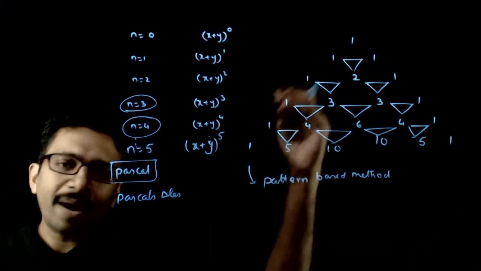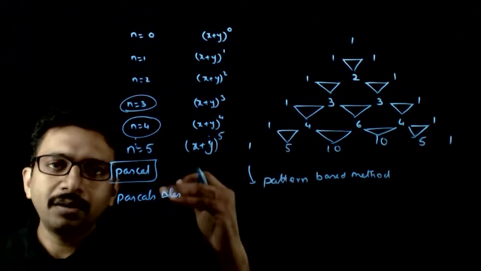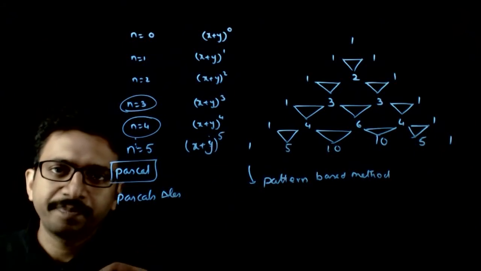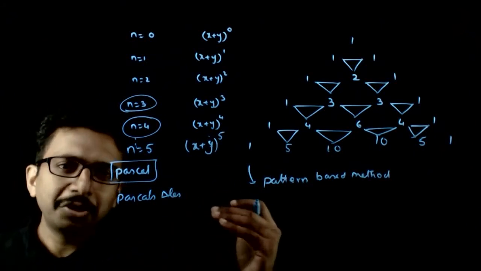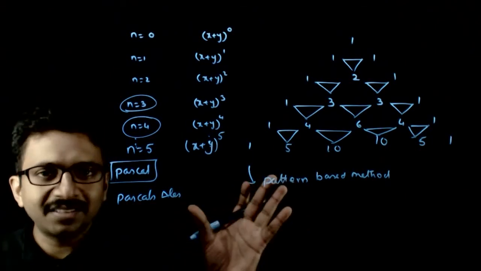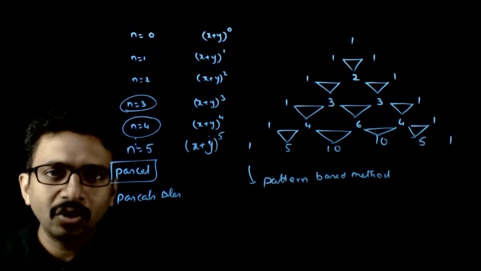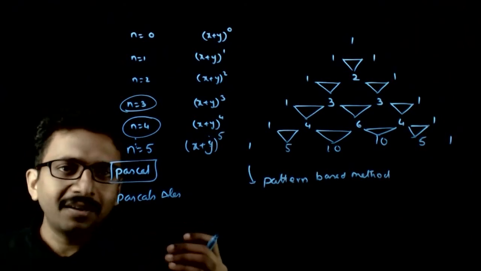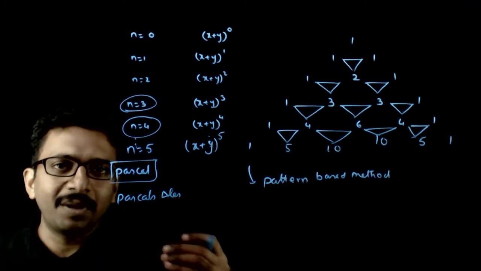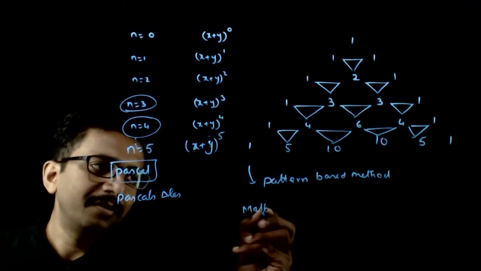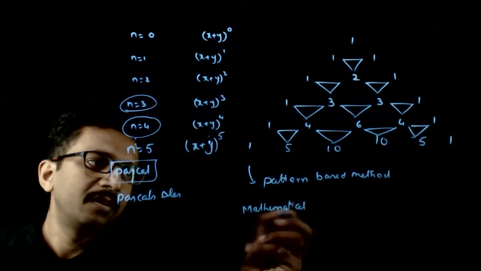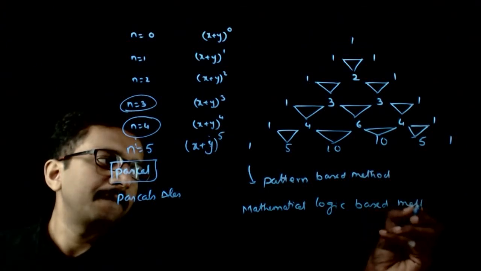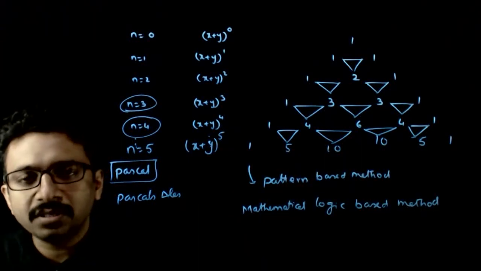So Pascal's is a pattern based method where if you want to find the expansion for some number, you have to write all the expansions corresponding to the previous numbers. So you should not be very happy with this method. This method is exciting, but you should not be very excited about it. Now to find the coefficients still more easily, let us look at a mathematical, logic based method. Let us look at the logic by which we can get these coefficients very easily.